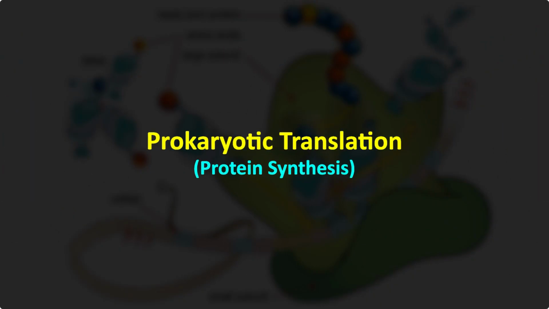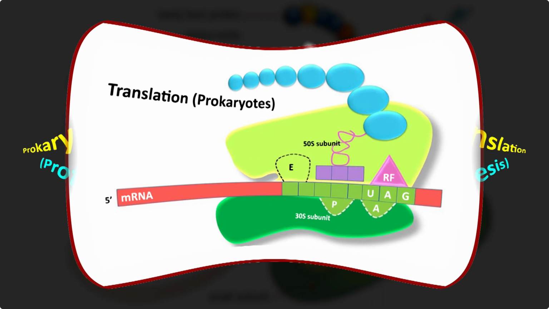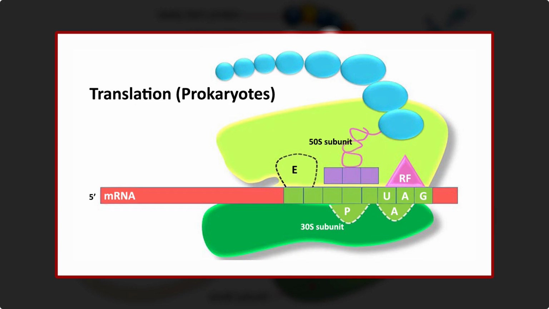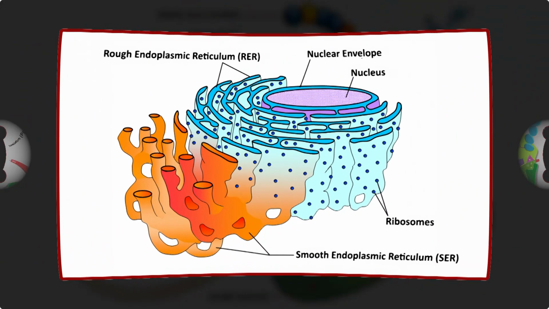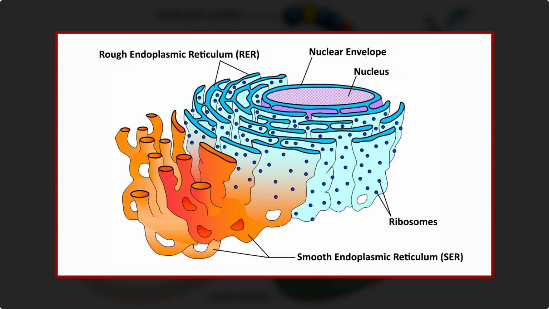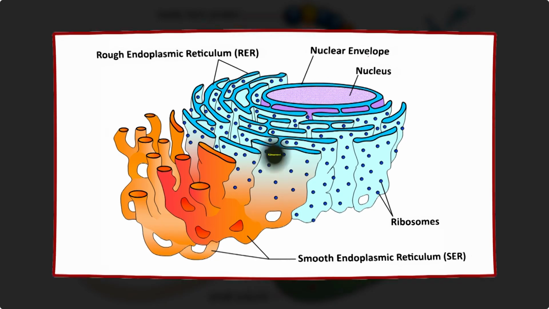Dear students, let's discuss the prokaryotic translation process. Translation involves translating the sequences of the mRNA, that is the messenger RNA molecule, to a sequence of amino acids during protein synthesis. It is the process in which ribosomes in the cytoplasm or endoplasmic reticulum synthesize proteins after the process of transcription of DNA to RNA.